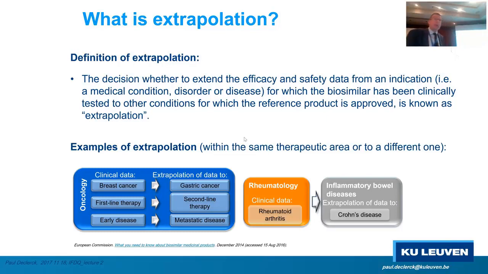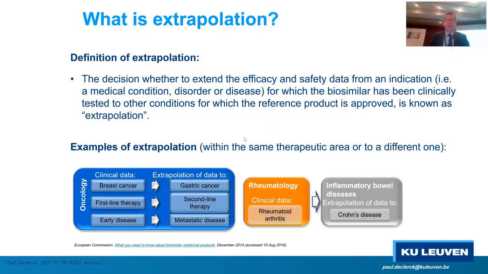And you will see here there are different, let's say, degrees of extrapolation. We can extrapolate within the same therapeutic area, oncology, for instance, from breast cancer, as has been demonstrated, to gastric cancer, first-line therapy versus second-line therapy, early breast to metastatic breast cancer patients. In other cases, there may also be extrapolation from different disease areas.